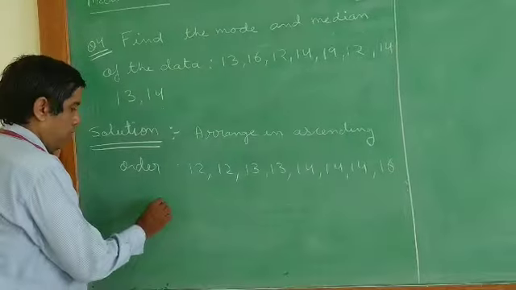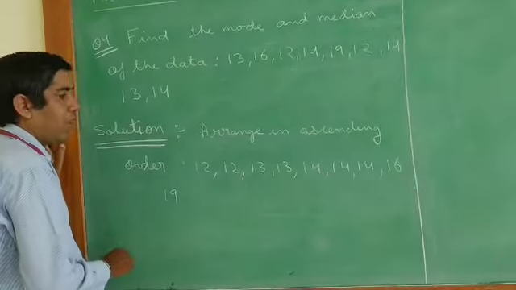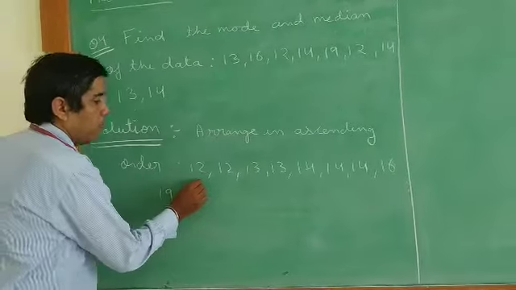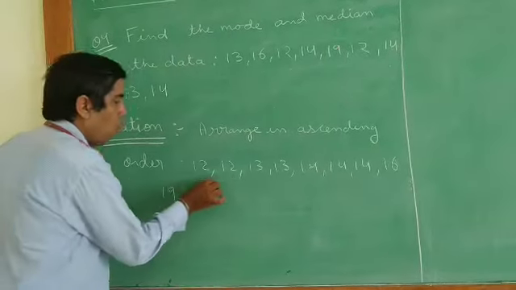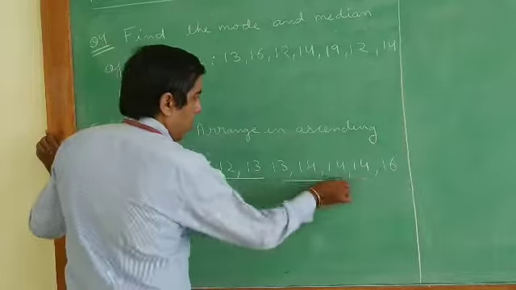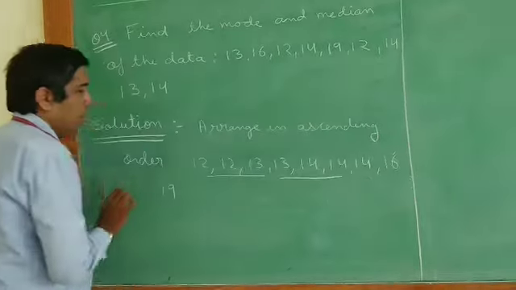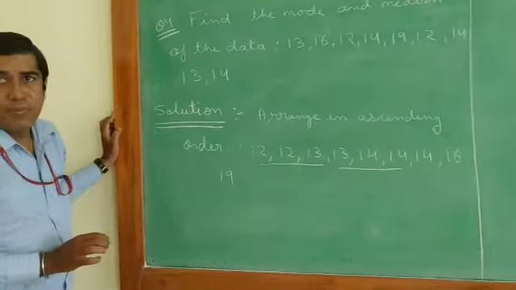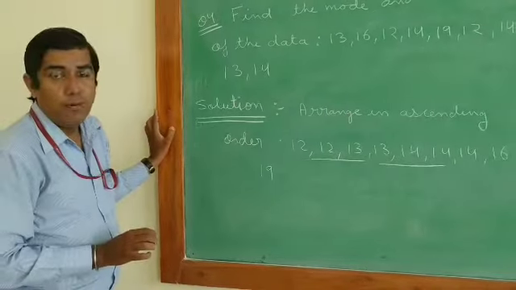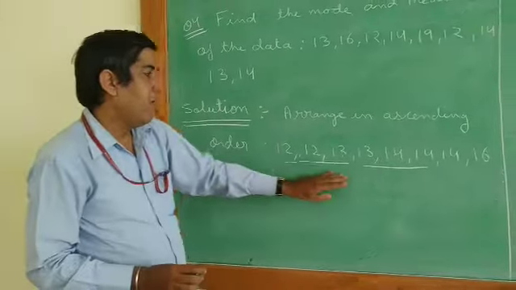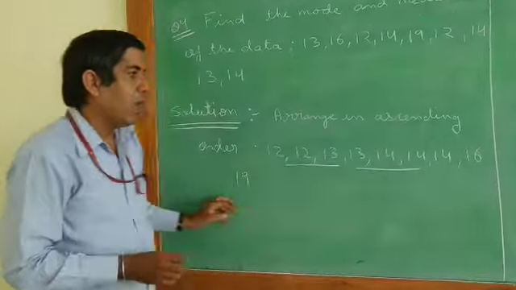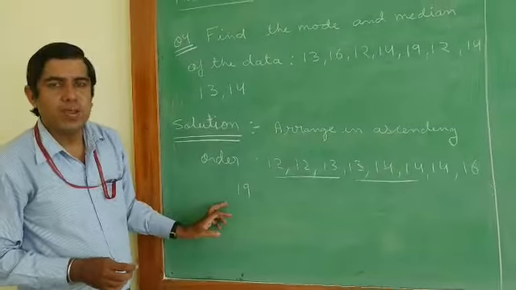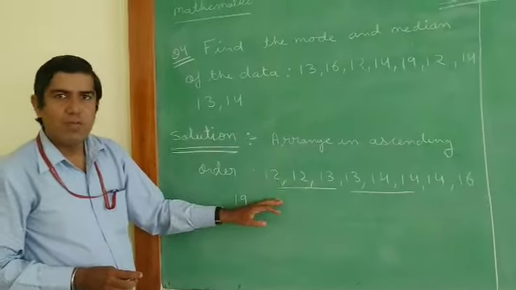Then 19. And let us verify, it should be 9. So I am making sets of 3, 3, 3. You can see it is 9. This is the main step. We should verify no observation should be missing. So you can see 3 plus 3 and 3 are not underlined. So 3 plus 3 plus 3 is 9. So no observation is missing.